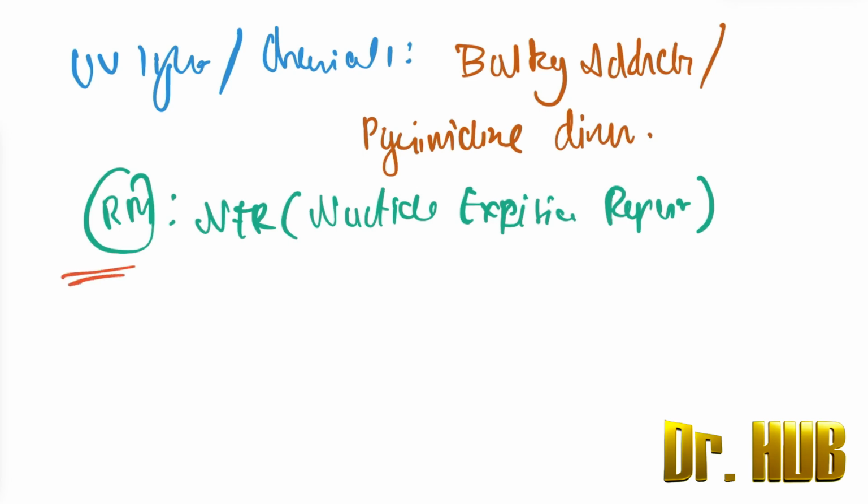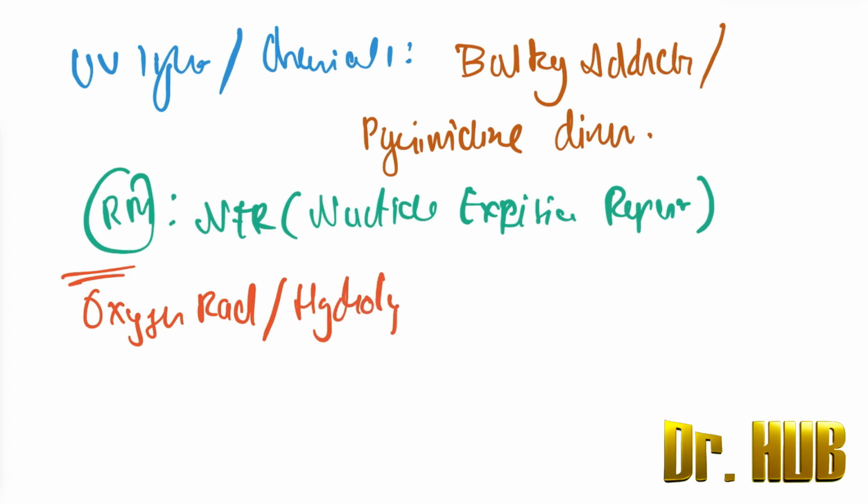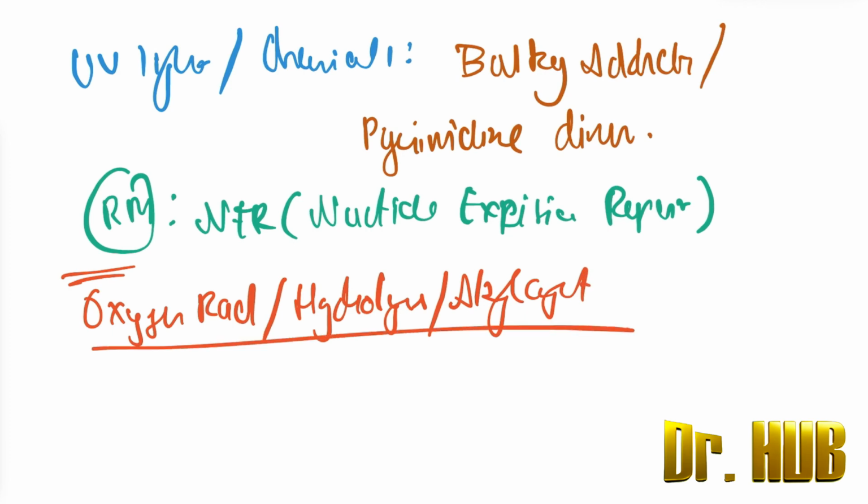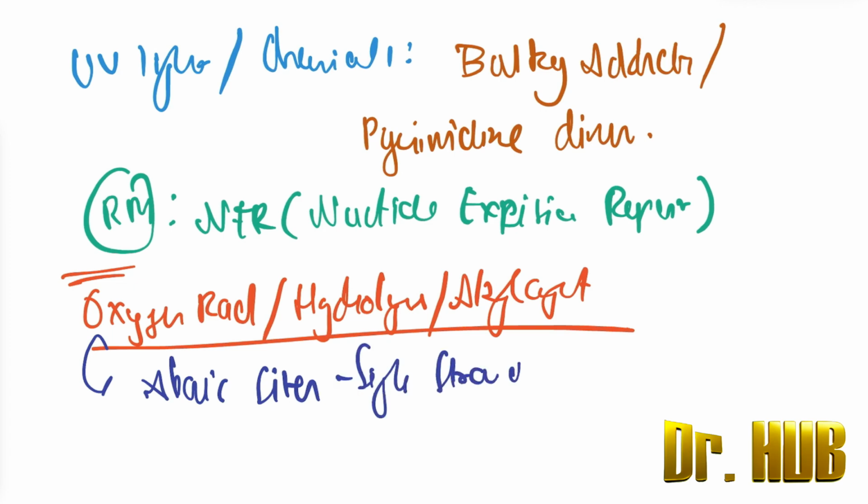Then we look at the oxygen radicals. So there are oxygen radicals, there is hydrolysis, as well as the presence of alkylating agents. So what is the damage caused? Damage caused will be the abasic sites. There will also be single strand breaks.